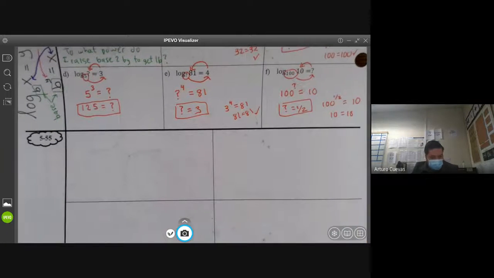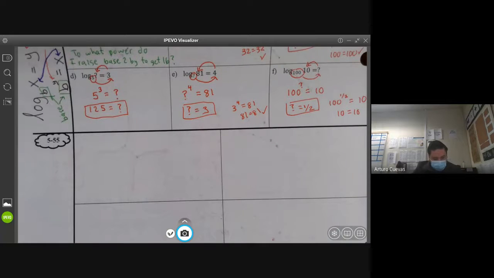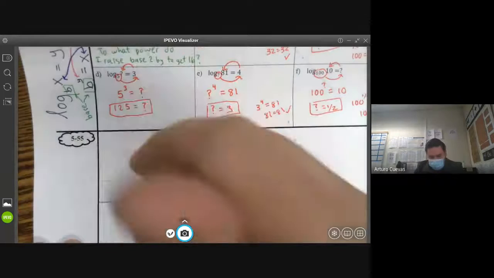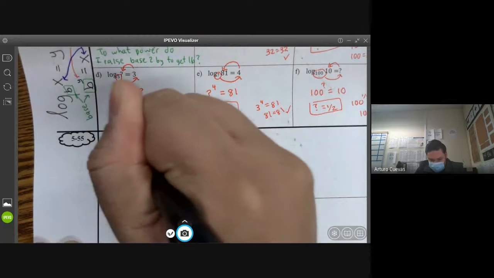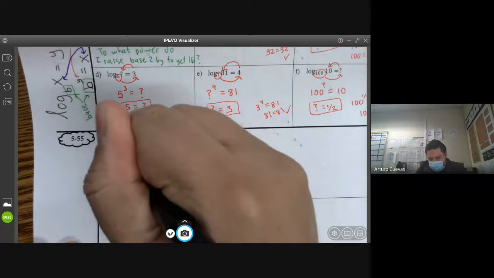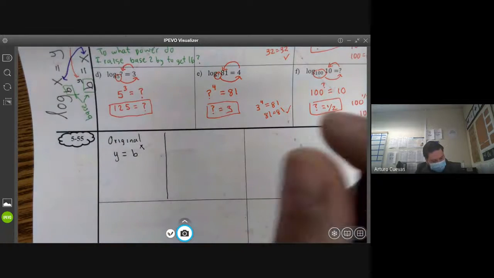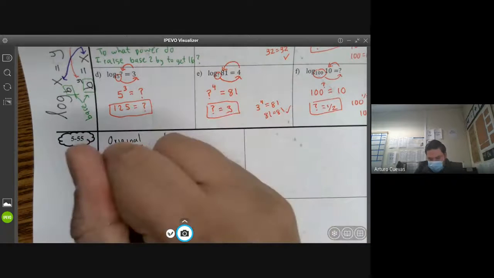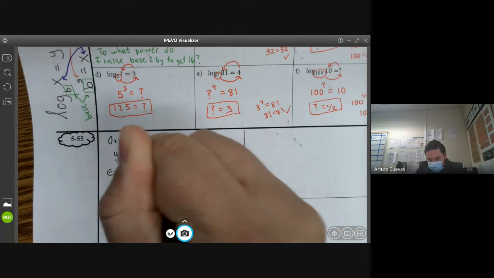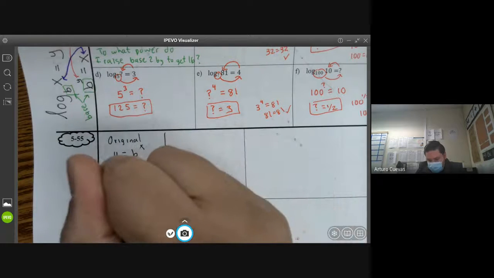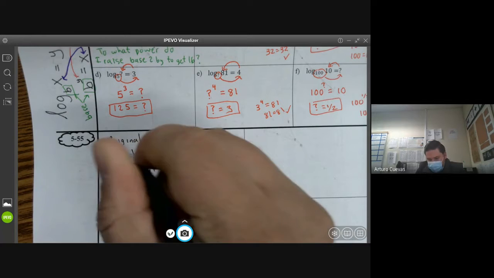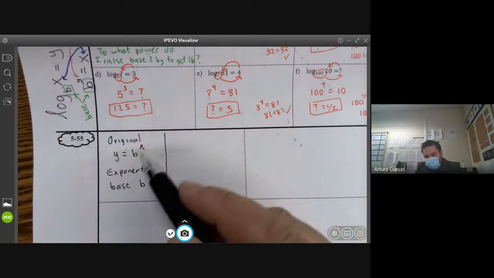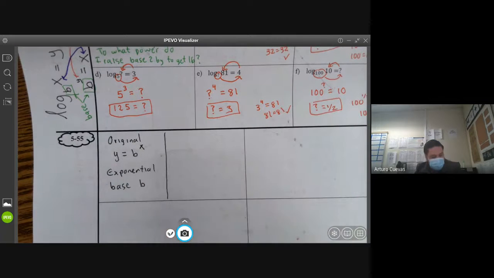So let's summarize what we learned. We're going to split this box into two. If the original equation is y equals b to the power of x, this is an exponential function. And what is the base? What is the base of this exponential function? Is it y, b, or x? B. B is the base. The base is always a number underneath the exponent.